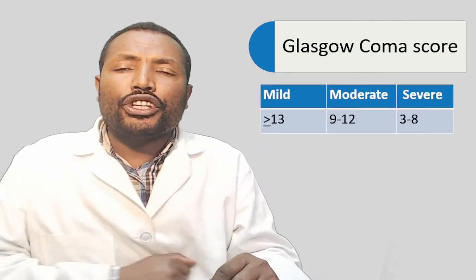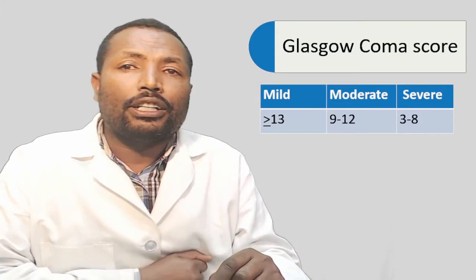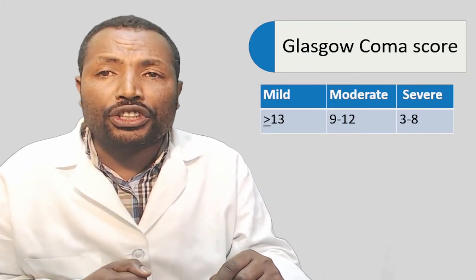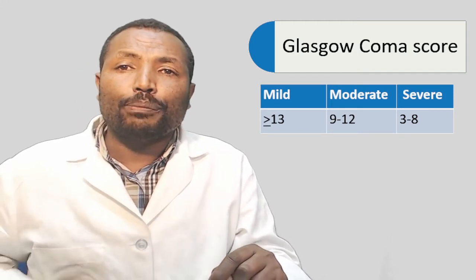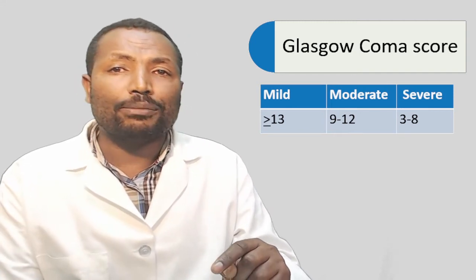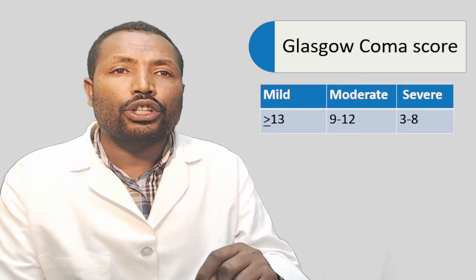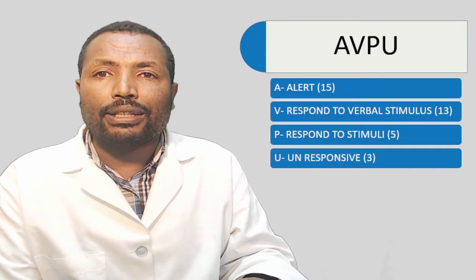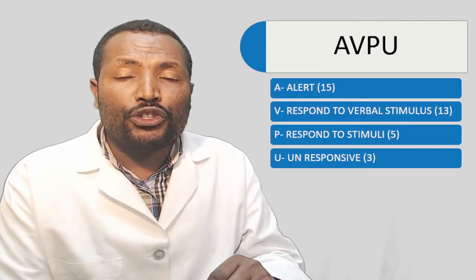When we measure level of consciousness using the Glasgow Coma Scale, if our score is greater than or equal to 13, that is mild injury. If it is between 9 and 12, that is moderate. If 3 to 8, that is severe injury. So this is important. Another tool which helps us to measure level of consciousness is AVPU.